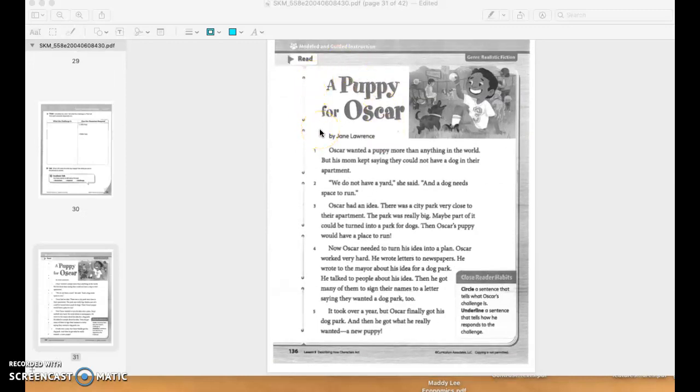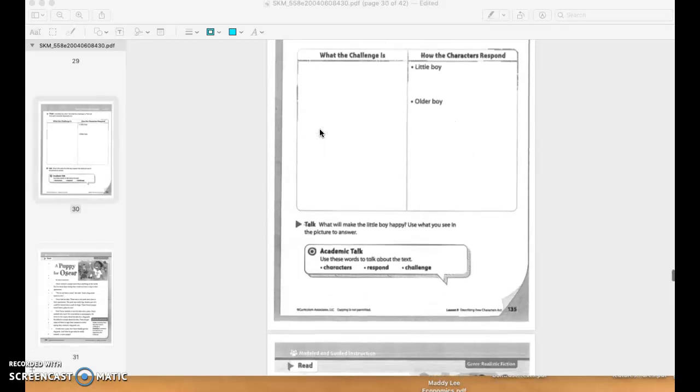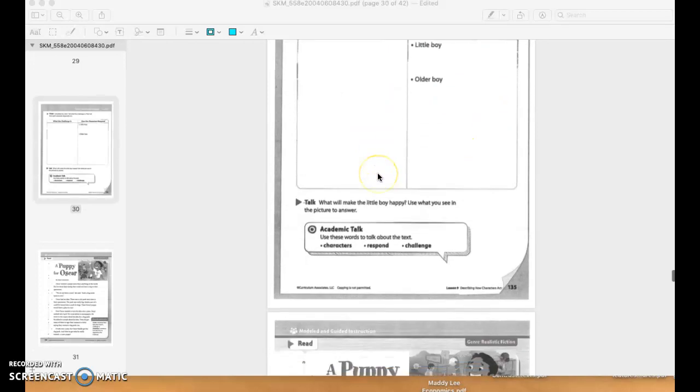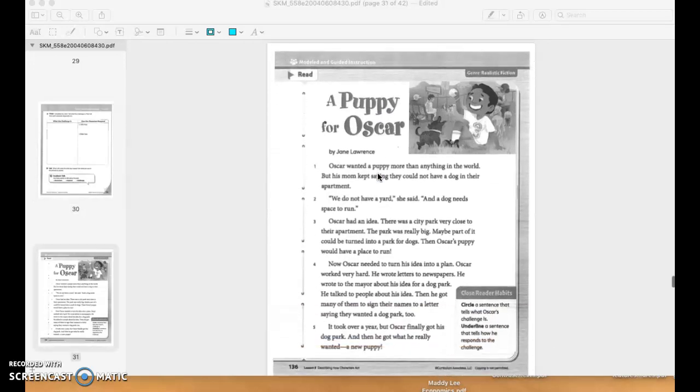The next thing you're going to do is read the story called A Puppy for Oscar. Before you do this part, I do suggest that you pause your video and go up here and complete this section. And then you can push play again whenever you're finished.